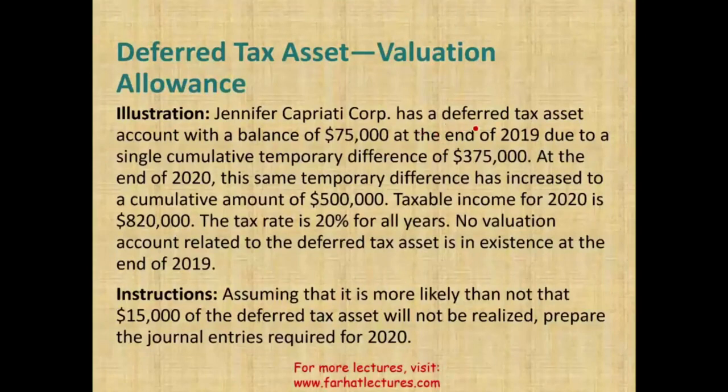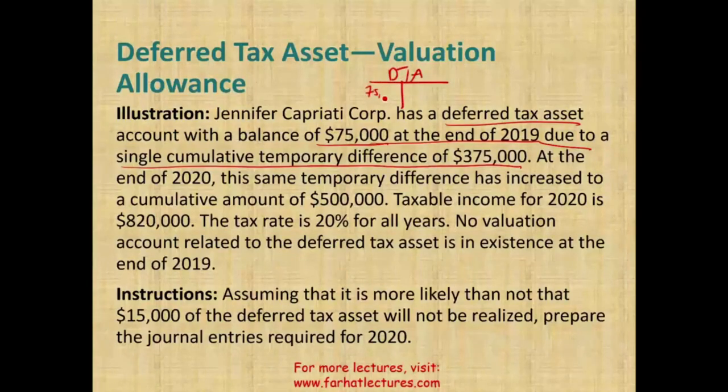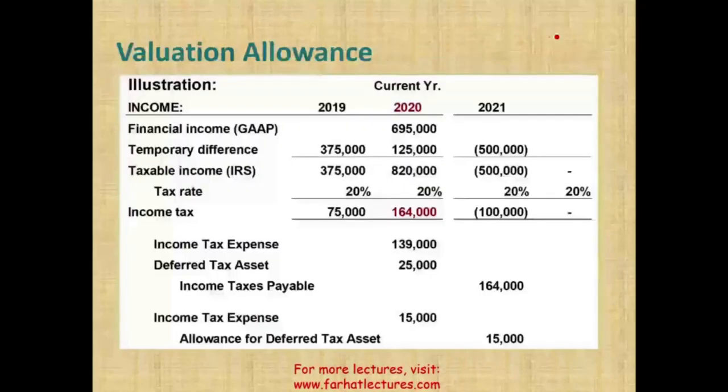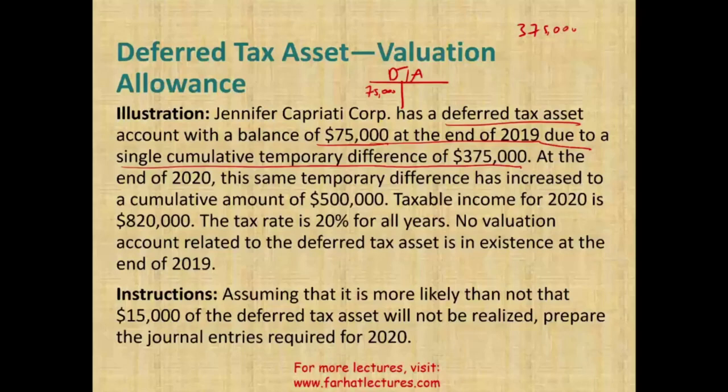Jennifer has a deferred tax asset account with a balance of $75,000 at the end of 2019 due to a single cumulative temporary difference of $375,000. Simple English, we have a DTA account and it has $75,000 as a result of some temporary difference of $375,000. At the end of 2020, the same temporary difference has increased to a cumulative amount of $500,000. So this $375,000 increased to $500,000. It increased by $125,000. Taxable income for 2020 is $820,000. The tax rate is 20% for all years. No valuation account related to the deferred tax asset is in existence at the end of 2019.